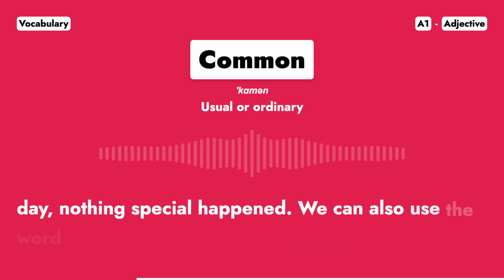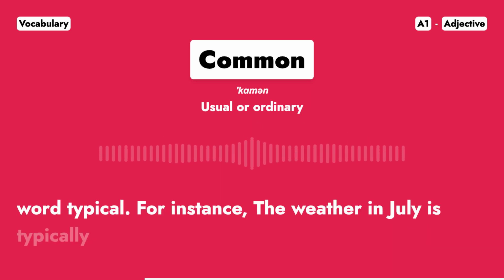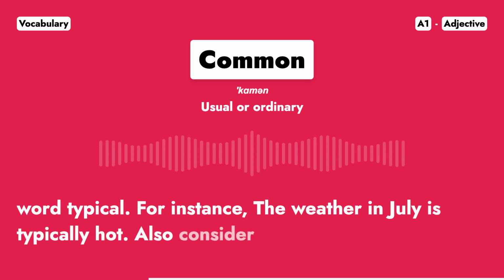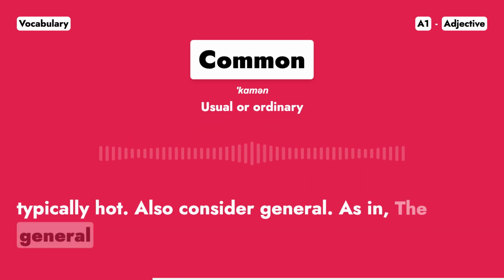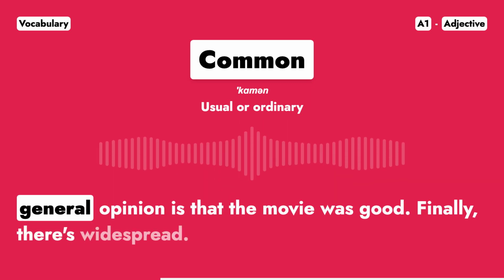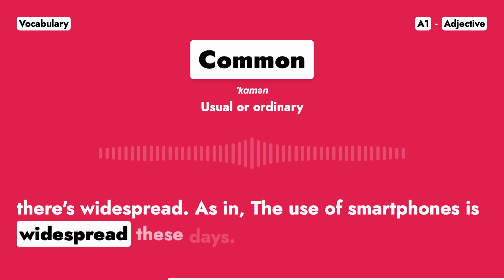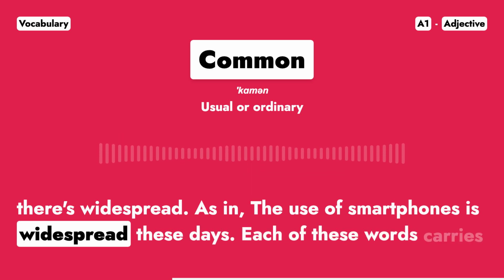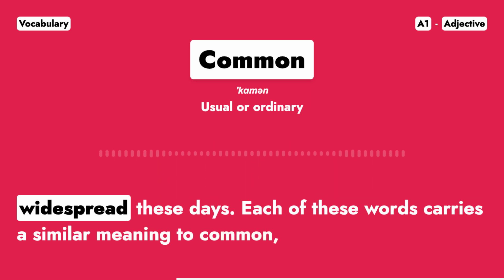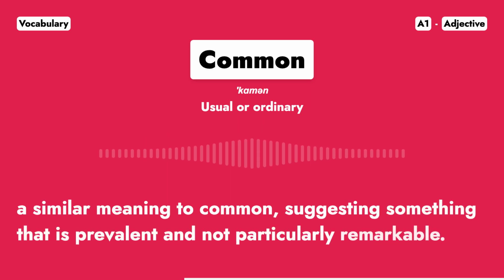We can also use the word typical. For instance, the weather in July is typically hot. Also consider general, as in the general opinion is that the movie was good. Finally, there's widespread, as in the use of smartphones is widespread these days. Each of these words carries a similar meaning to common, suggesting something that is prevalent and not particularly remarkable.